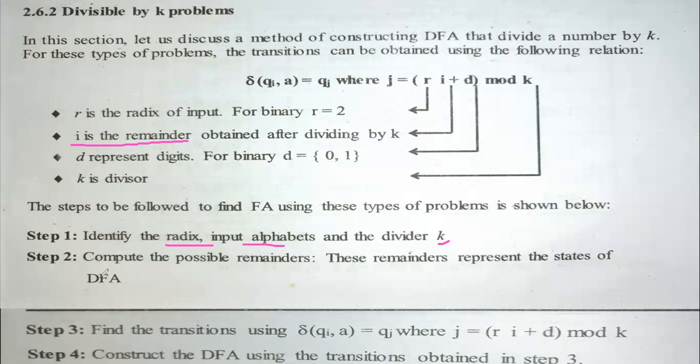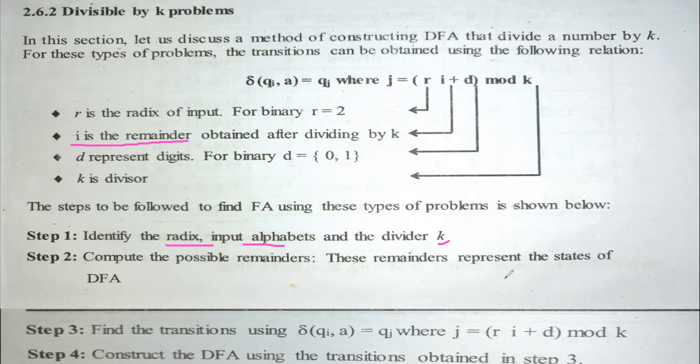Then in the second step, compute the possible remainders. Computing the possible remainders means how many remainders we can generate if you are dividing any number by that particular divisor K. So we need to check that. These remainders represent the states of the DFA. So the possible remainders we are getting here should be the states we are going to face in the DFA design. The remainders we get will be the states in our DFA.